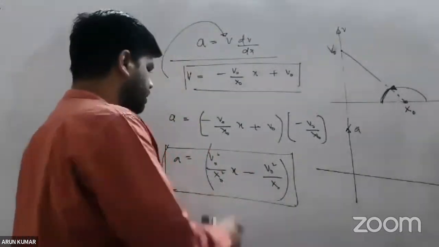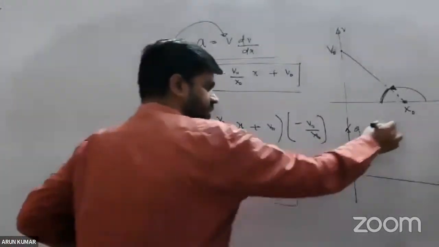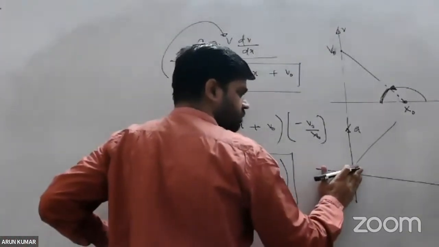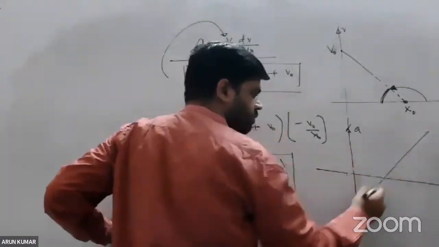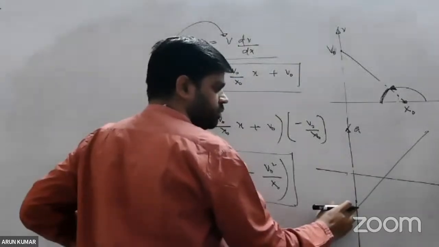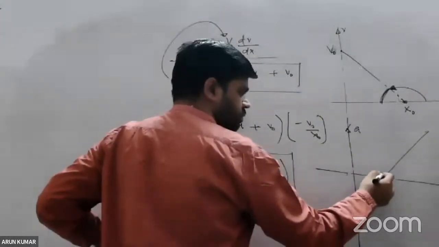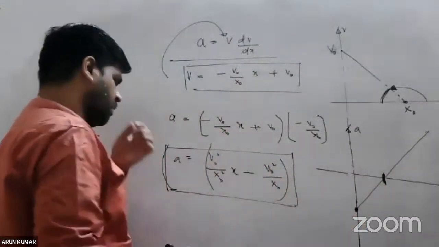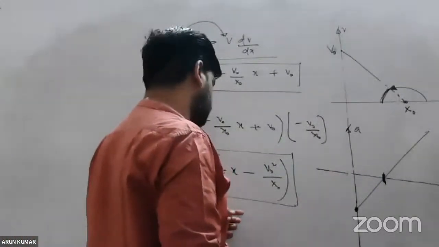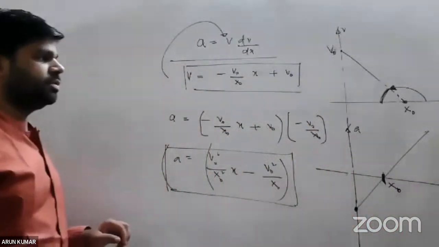y is equal to mx plus c. m is positive, v naught squared by x naught is positive. So y is equal to mx is a positive line like this, minus, a negative intercept. A equal to 0, x is equal to x naught. Alright, this is the acceleration versus x graph.